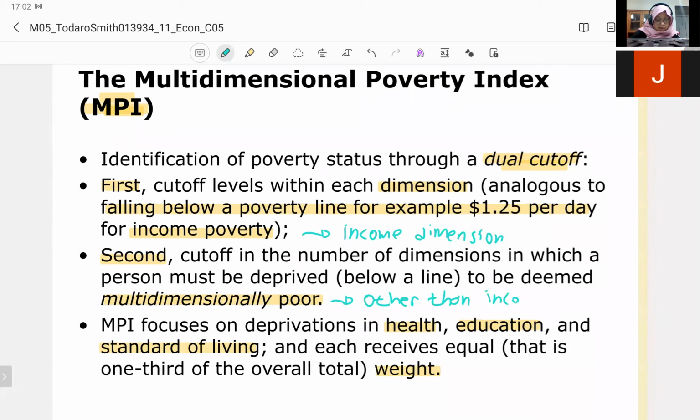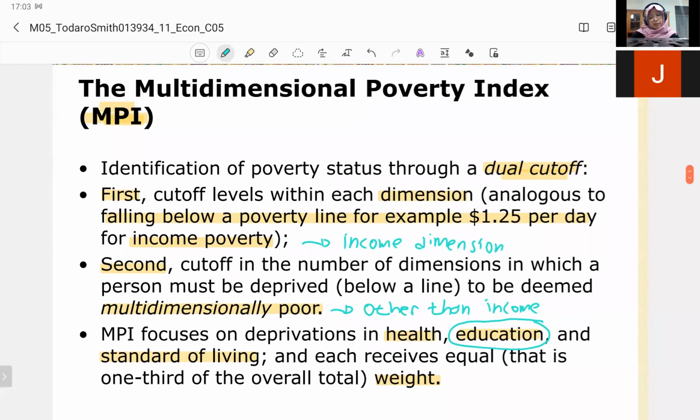For example, you define someone as poor when they do not finish elementary education. So you define someone as poor when they spend less than $1.25 a day and they do not finish elementary school. And the weight for the income and the education dimension is equal. So if you only have two elements here, then each element will weigh half. If you have three elements, like for example a health element, then each element will receive 1/3. So that's basically the multidimensional poverty index.